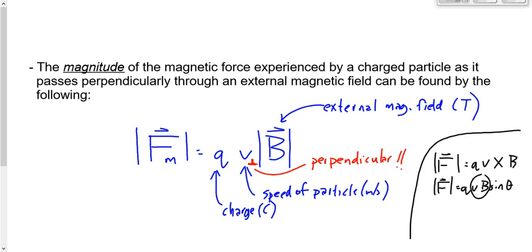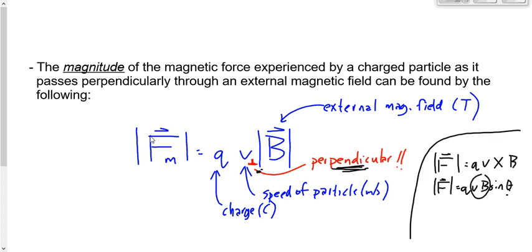Now, if I make it 90 degrees perpendicular like this, what does the equation become? What's sine 90? 1. So the equation becomes QVB, right? So if they're perpendicular, then the equation becomes QVB. Agree? What if they're parallel? Theta is either going to be 0 or 180 if they're parallel. What's sine 0 or sine 180? 0.